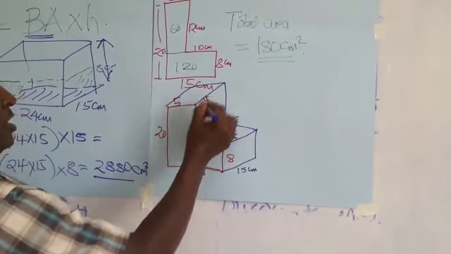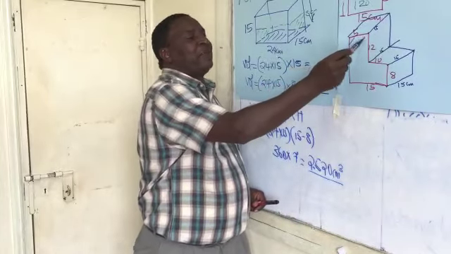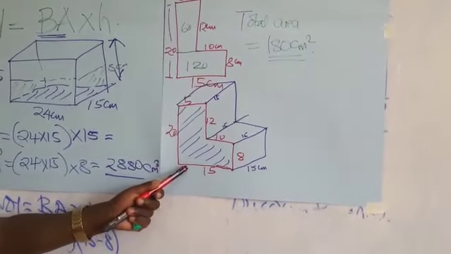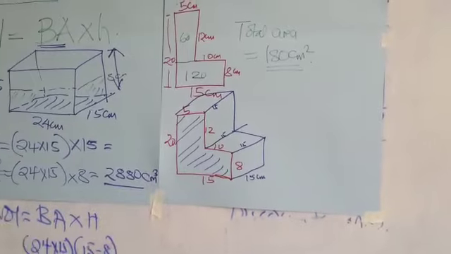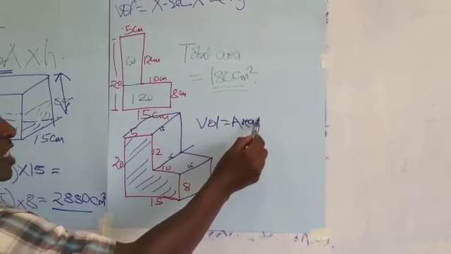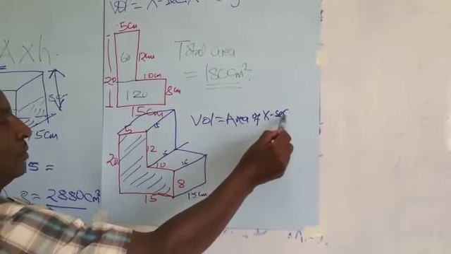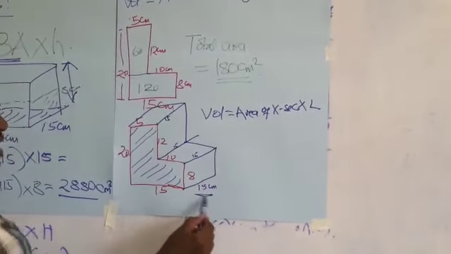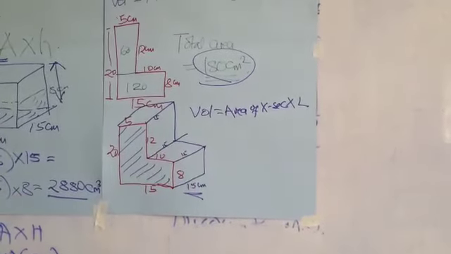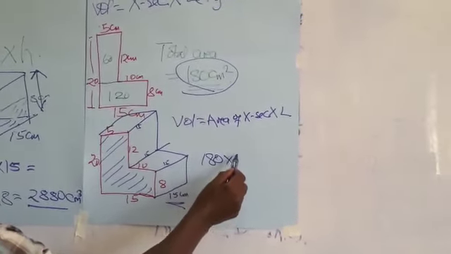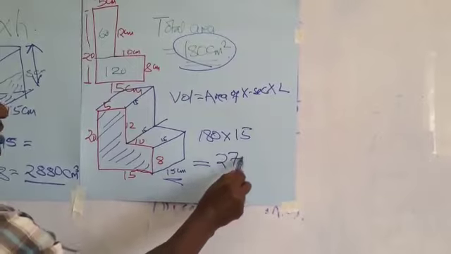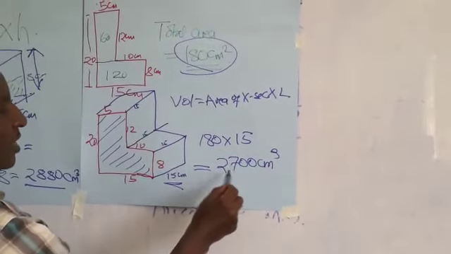All this extension, our cross section is the red part, the red diagram. Everything has been built on the red diagram. So our volume therefore will be the area of cross section multiplied by length. Our length is 15. So in this case, our area, which was 180, is 180 multiplied by 15. And quick mathematics says this is 2,700 cubic centimeters.